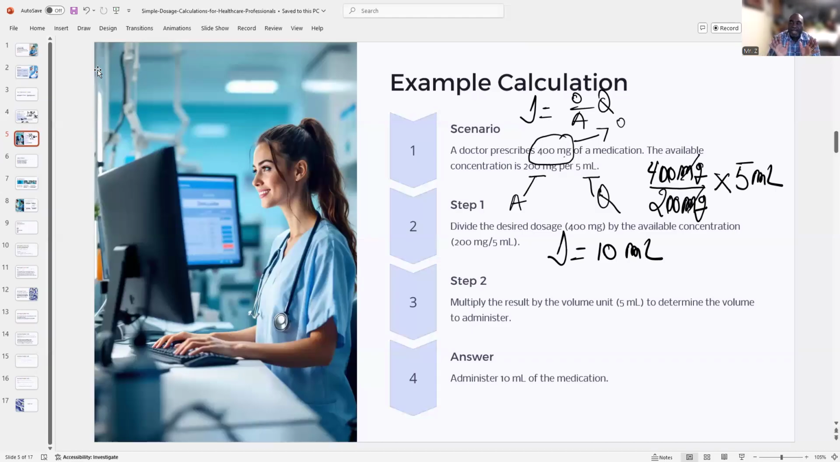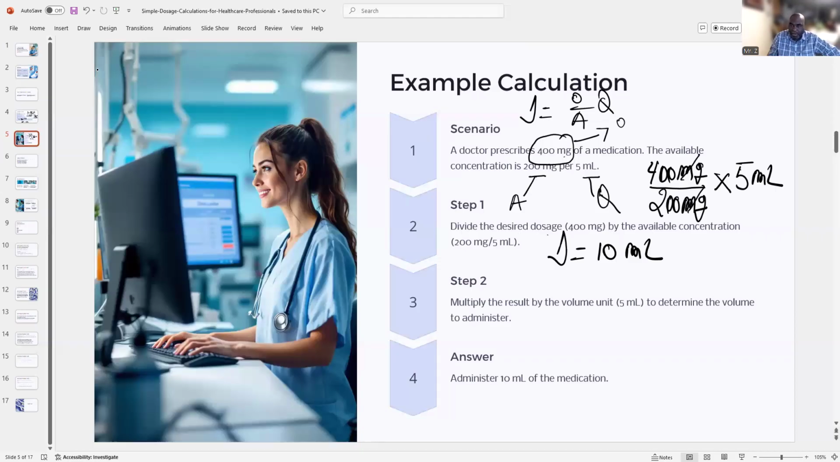To simplify your life, just go down there: what the doctor prescribed, which is your order, 400 milligram, multiply that by 5 milliliter. You do 400 multiplied by 5, then divide that by 200, and you will get 10 milliliter.